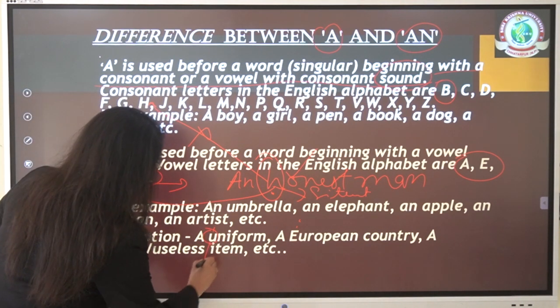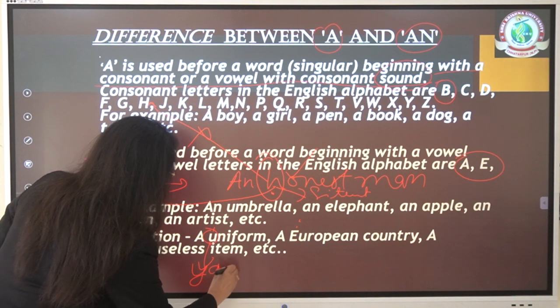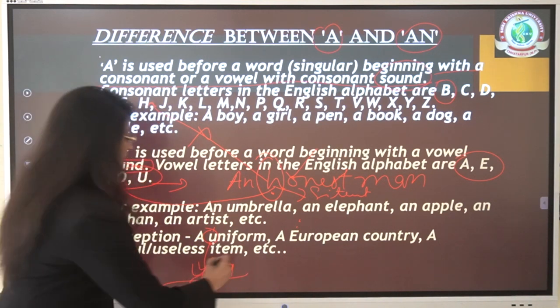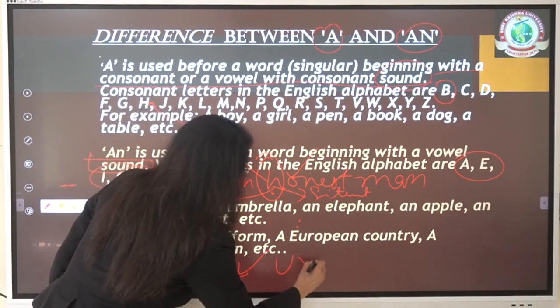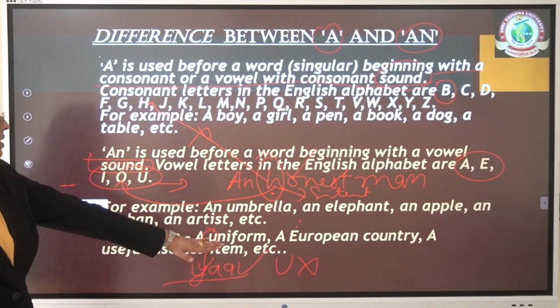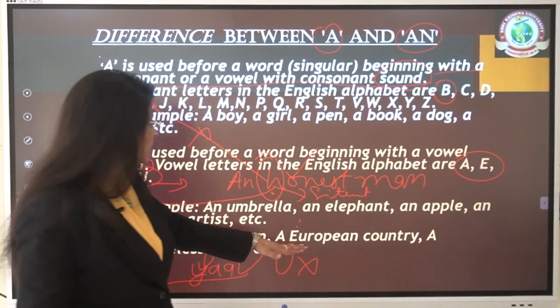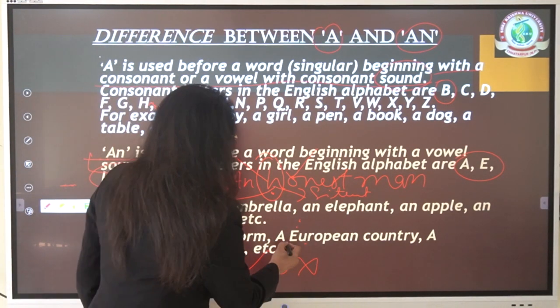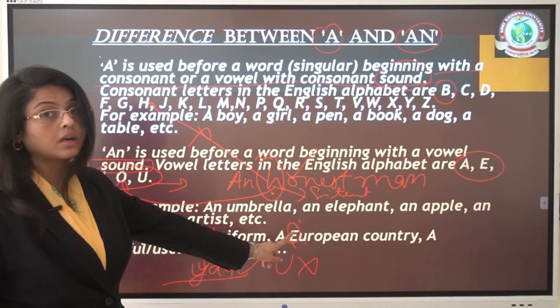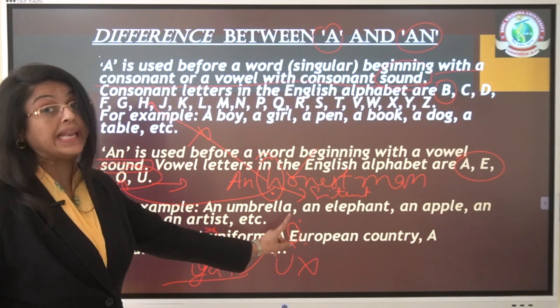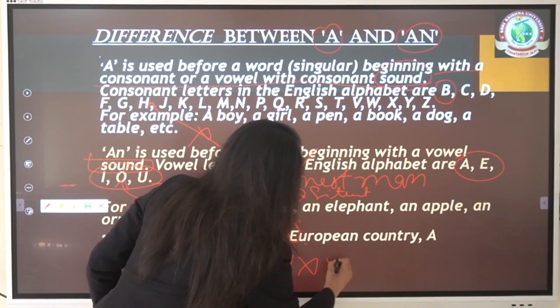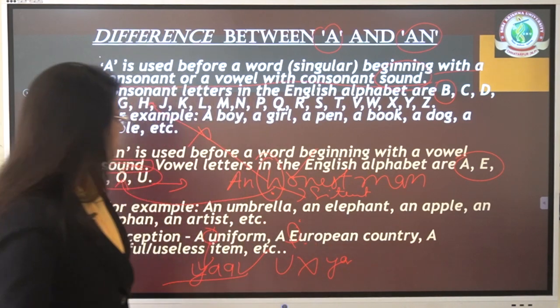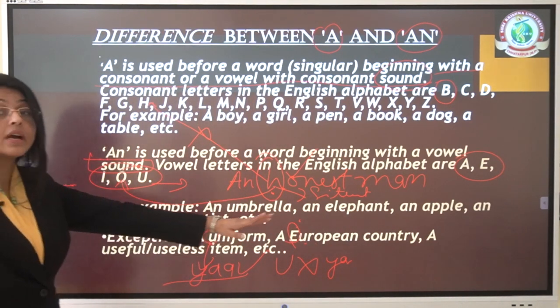If you see, it is a "yoo" sound, right? It is not a U sound, correct? So, a uniform, a Europe, "yoo" sound, okay? Even though it begins with the vowel letter, the sound is "yoo", a Europe. See here, can you see, a European country?